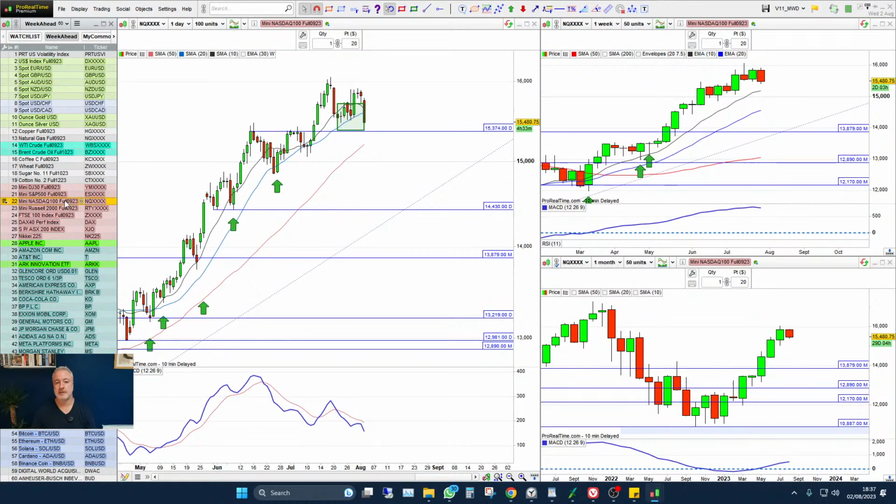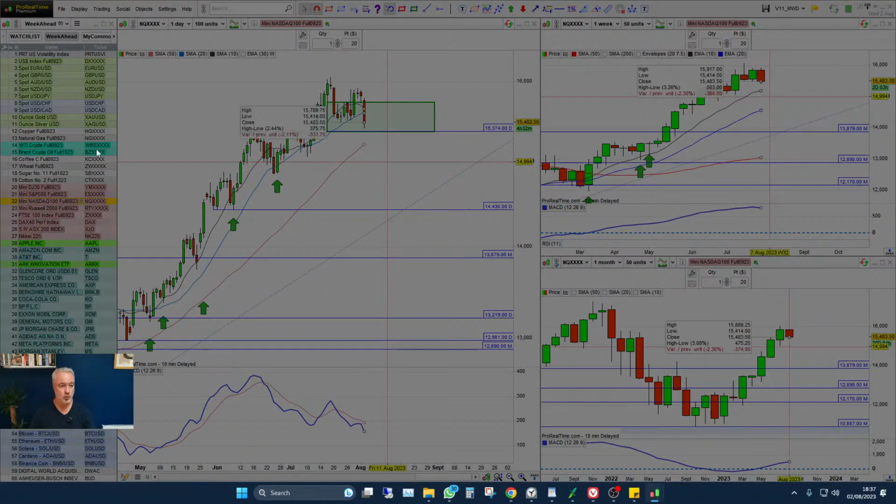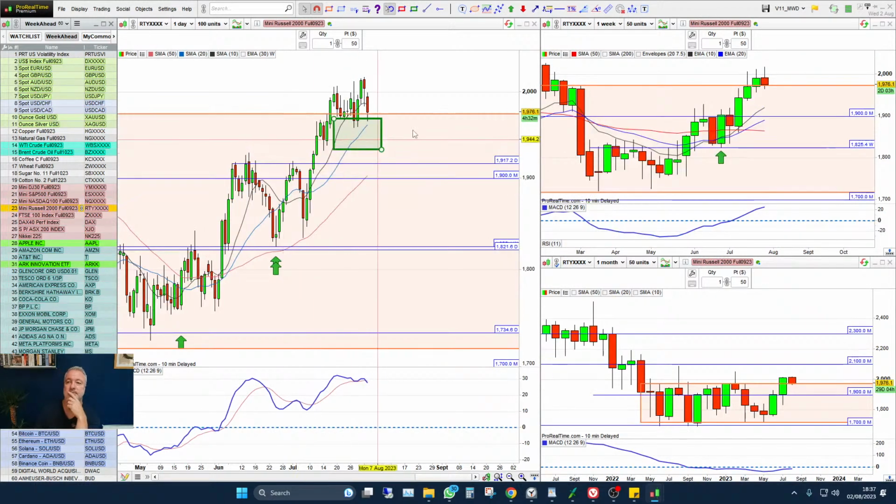NASDAQ. Yeah, there's a level of resistance there, but it's the same thing. Technically, it has done a lower high, lower low, so it's technically in a downtrend, weekly retracements. Russell stalling as well. Look at that, some stalling happening there. So I think we're potentially on the verge of a weekly retracement there.